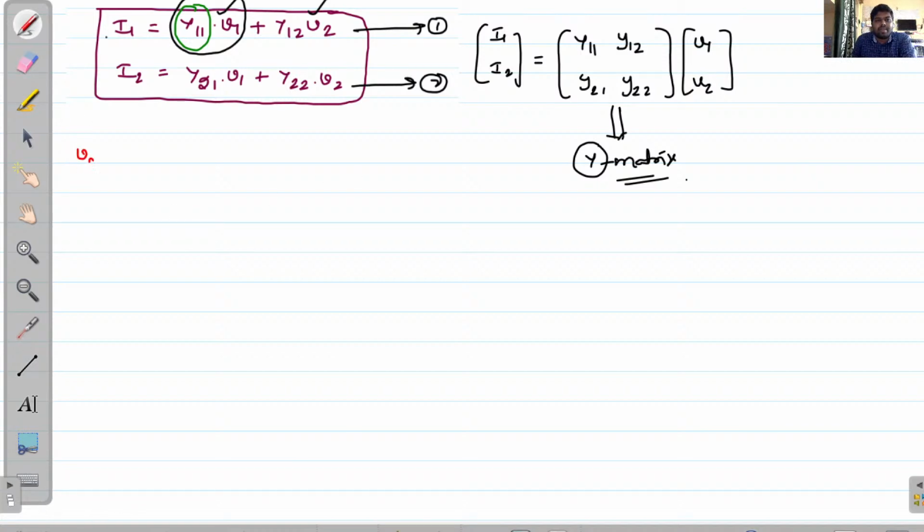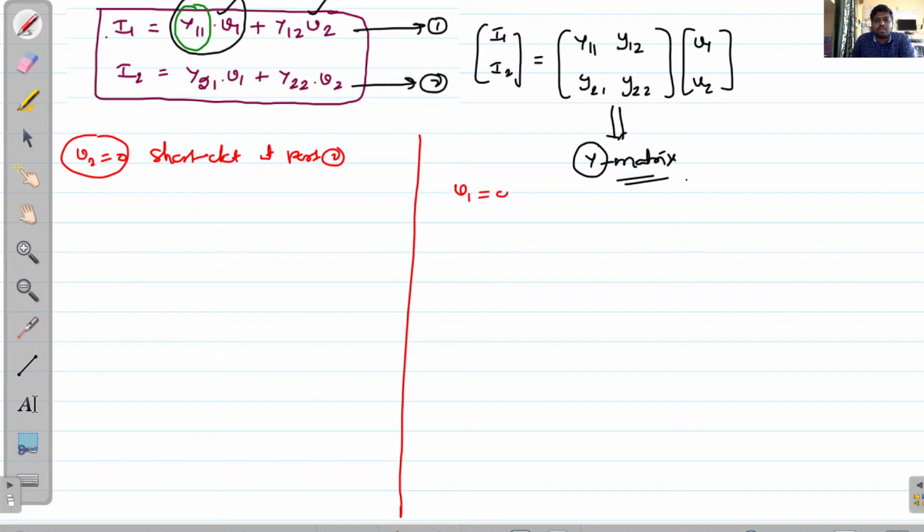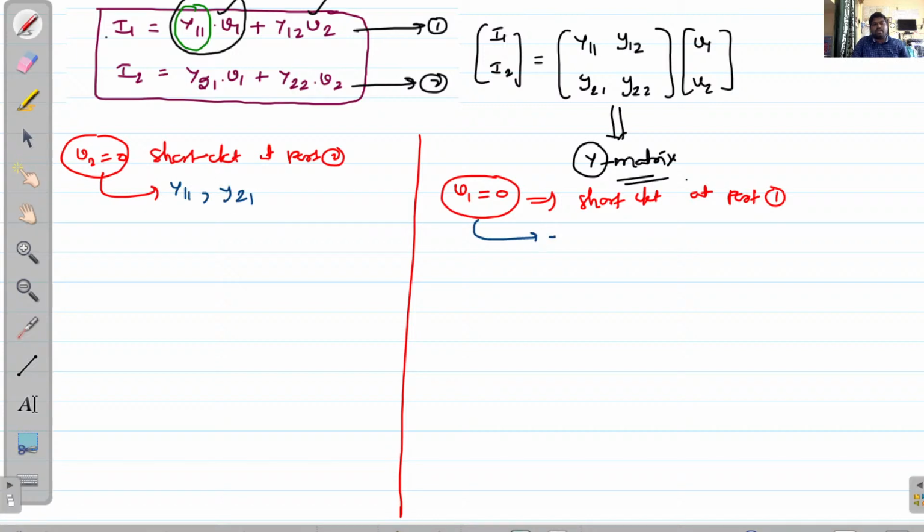Now we have two cases here. First, making V2 equal to 0, a short circuit at port 2. This is the first condition. The second condition, V1 equals 0, a short circuit at port 1. By making V2 equal to 0, we can evaluate two parameters, Y11 and Y21. By making V1 equal to 0, we can evaluate Y12 and Y22. First you can take Y11, and Y21.